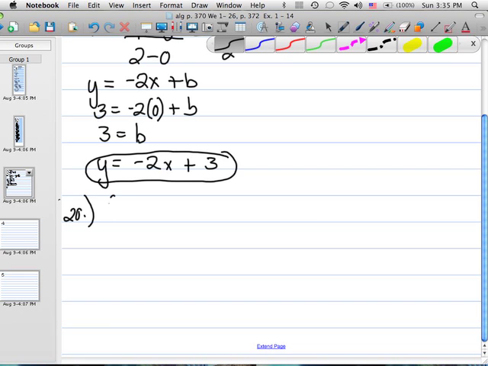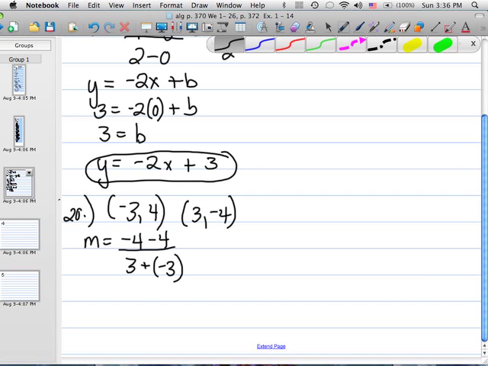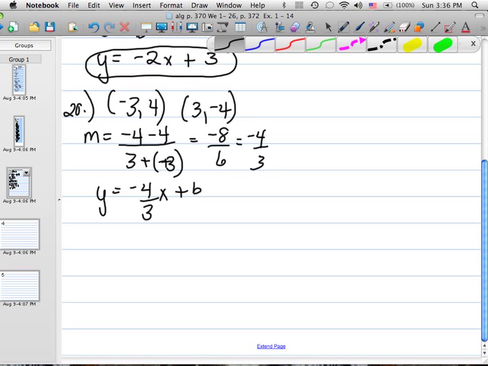Problem number 20, our points are negative 3, 4, and 3, negative 4. The slope, change in y, negative 4 minus 4, over the change in x, 3 minus a negative 3. So that's going to be negative 8 over 6, which is negative 4 thirds. So our equation is y equals negative 4 thirds x plus b. Doesn't really matter. I think I'll just use this point here.